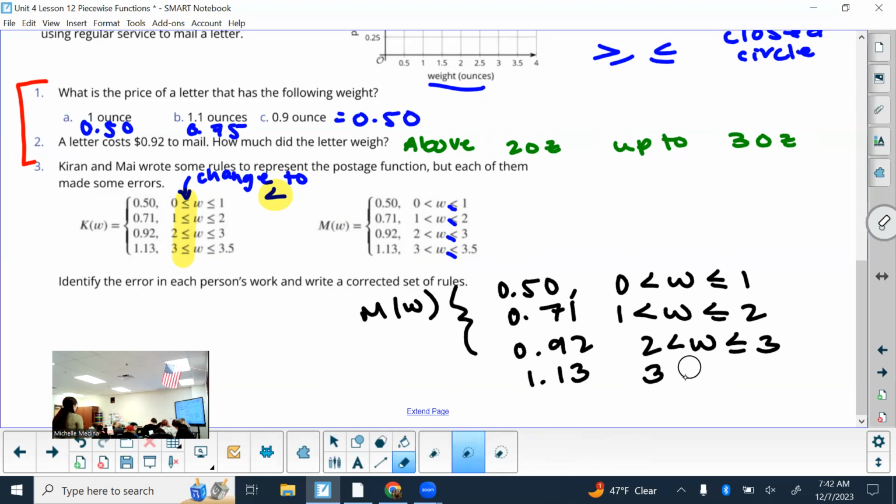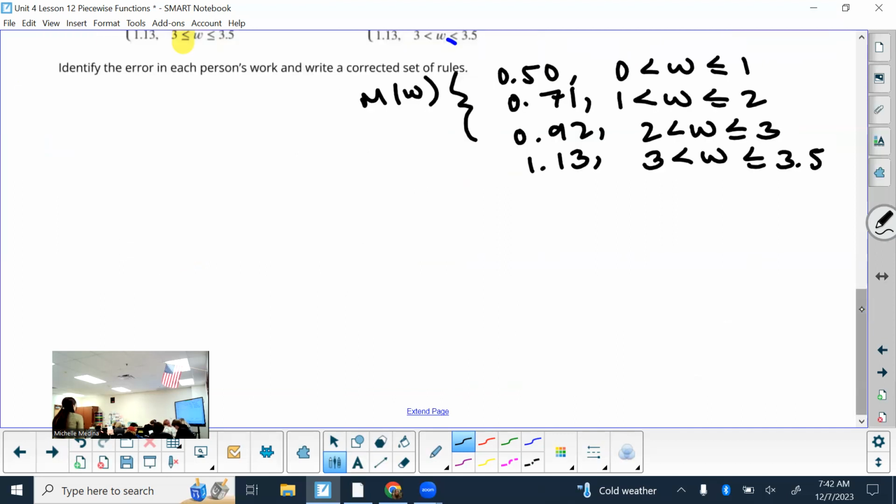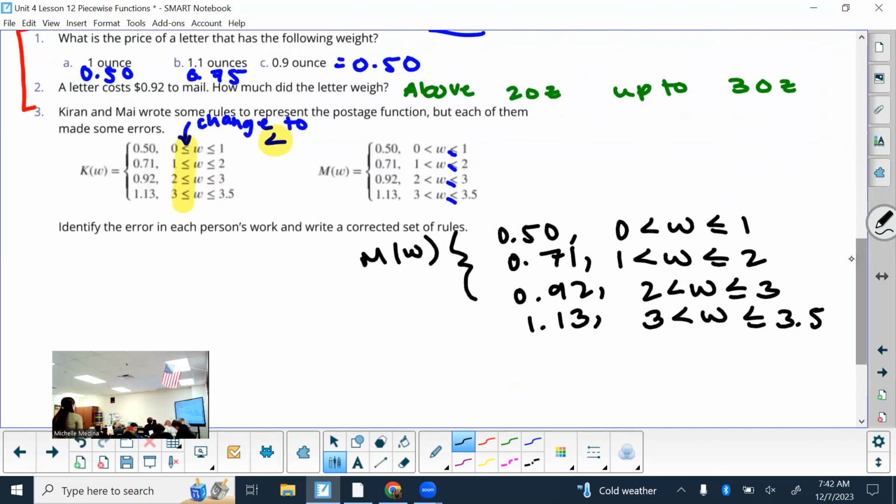Now you guys are writing and maybe not listening at the same time. Give me 1 second. All right, but with this set of rules, that should define what your answers are no matter what the weight is. So what if I said a weight of 2.3? What's my cost going to be? 92 cents.